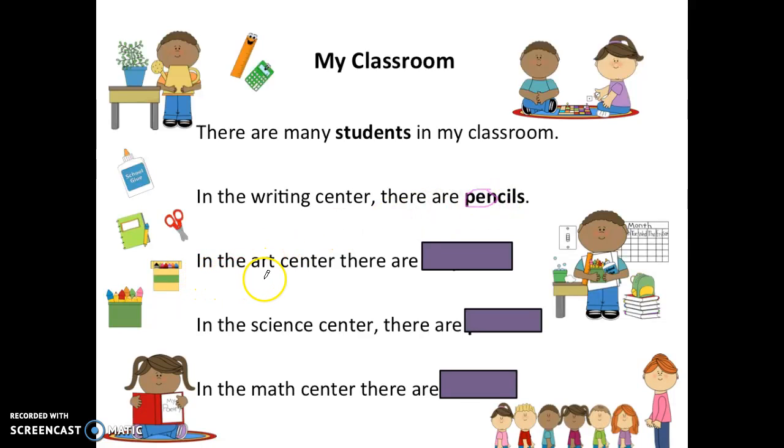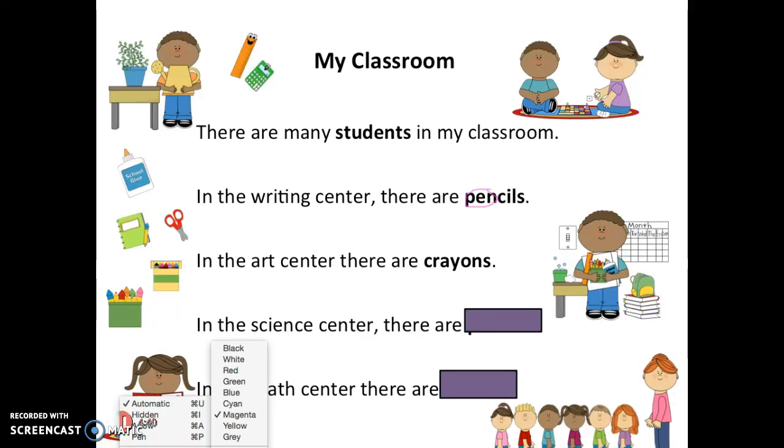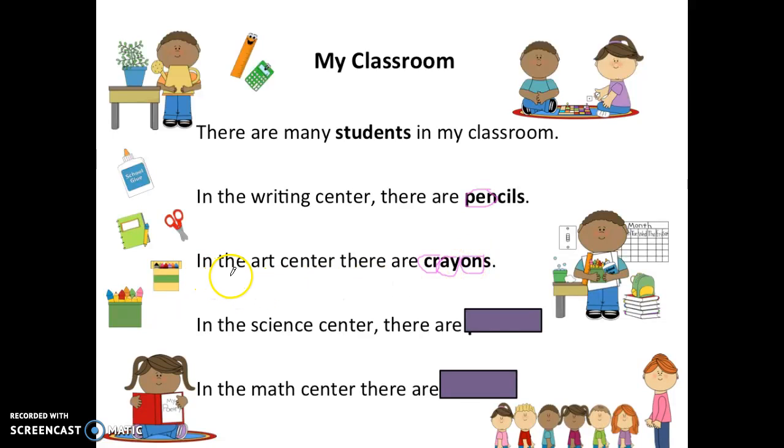In the art center, there are blank. There are... I see lots of chunks in this word. I see cr. I see a. I see on. In the art center, there are crayons. Crayons.